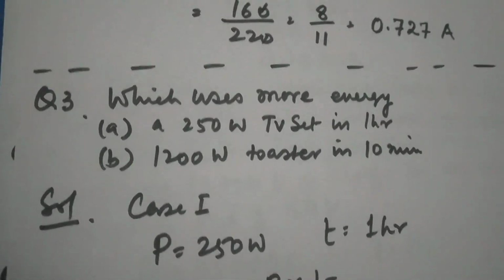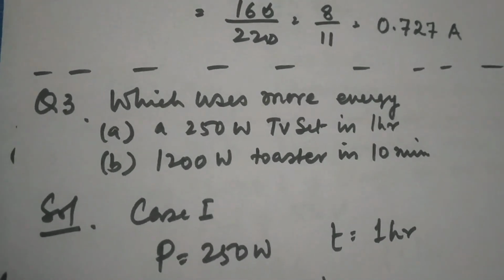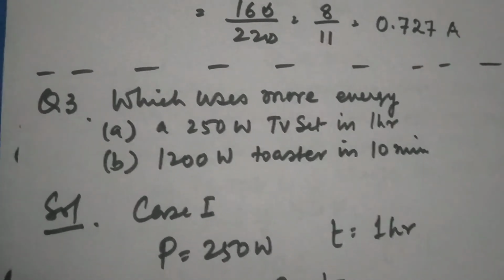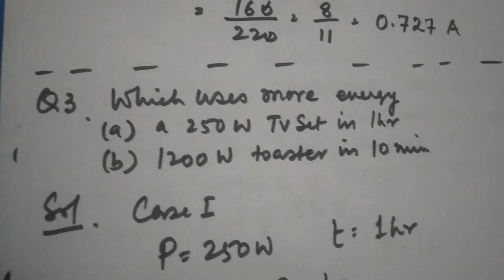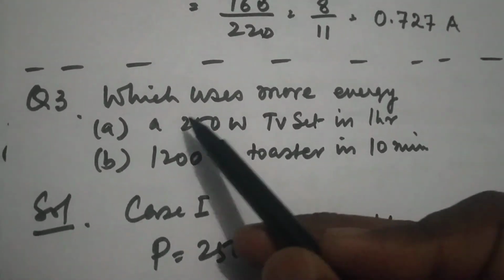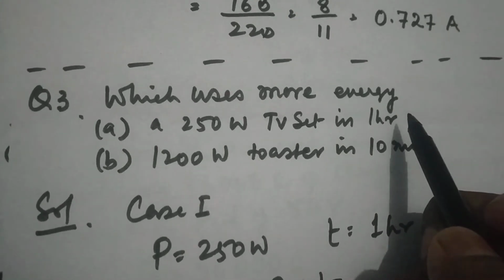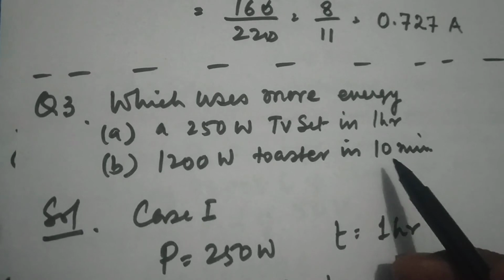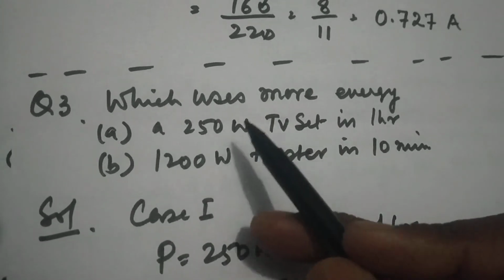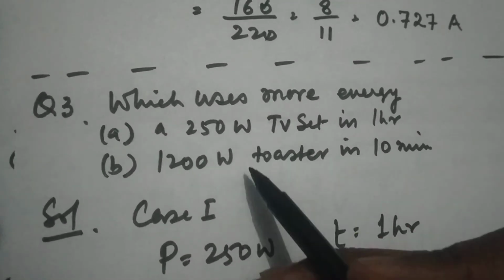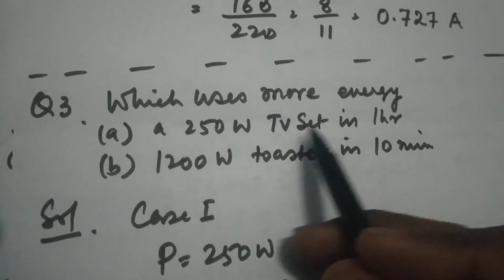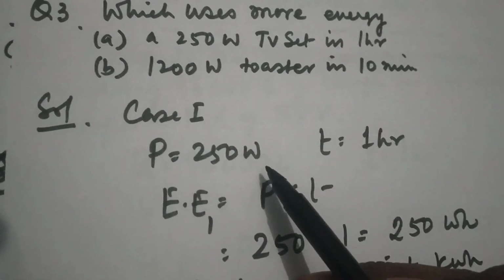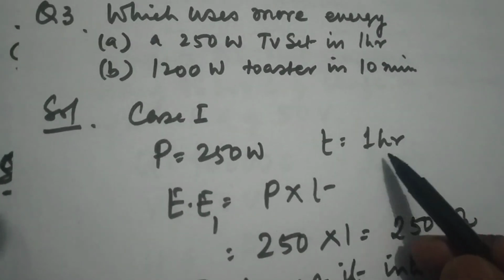So now we are coming to the third very important question, which is in terms of electrical energy. Which consumes or uses more energy: a 250 watt TV set for 1 hour, or a 1200 watt toaster for 10 minutes? How are we going to find it? We are going to calculate the electrical energy separately for both cases. In the first case, the power is 250 watt and the time is 1 hour.